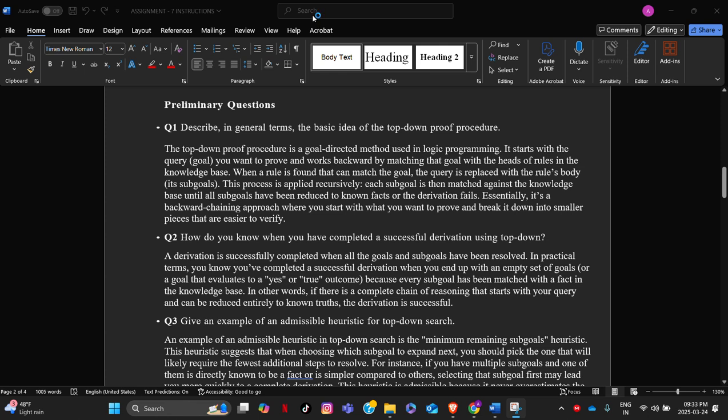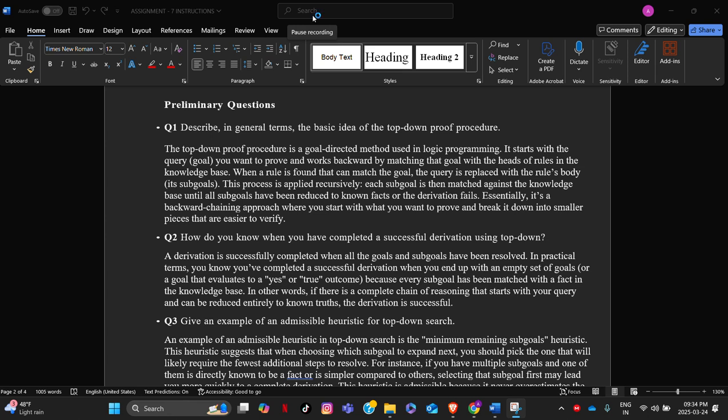Before diving into the Datalog program, the assignment asks three preliminary questions. The first question asks us about the basic idea of the top-down proof procedure. The top-down proof procedure is a goal-directed backward chaining approach where you start with the query and recursively break it down using rules until you reach the facts.